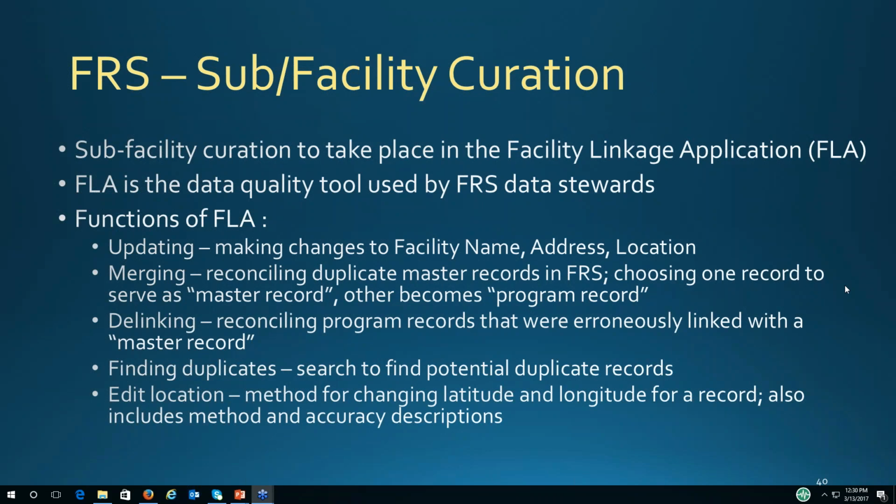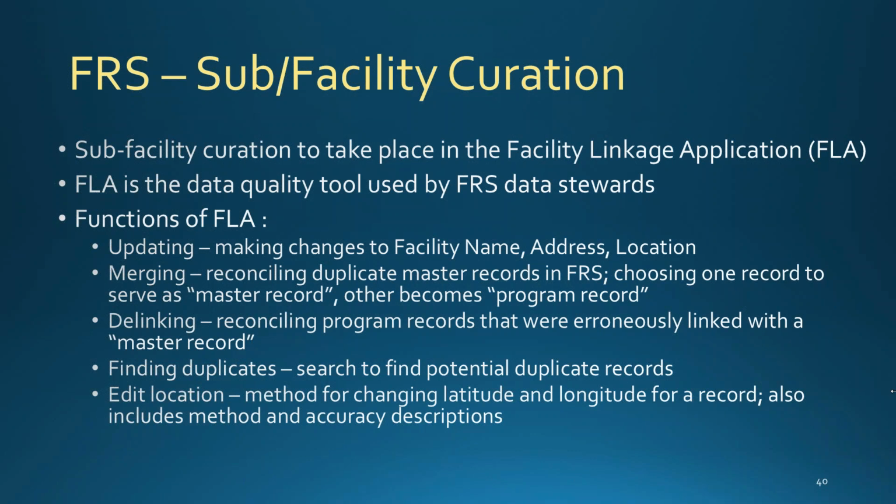So to continue on with Mark's story, the data has been received by the program, and it has been associated with some master records, perhaps, in FRS, and then you say, well, what happens? There may be a need to go in there and link that facility and its components to an existing facility and components. For whatever reason, maybe the automatic merging process overlooked something, and so that's when our network of data stewards steps in, and they use the facility linkage application, which is our data quality tool in FRS, to make those changes.